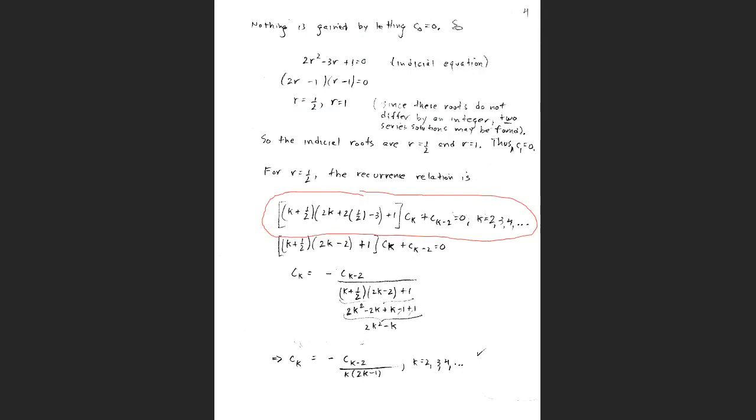Now we can do a little algebra on this. And when we do the algebra, it turns out that C sub k will equal negative C sub k minus 2 over, in the denominator, k times the quantity 2k minus 1. And that's for k equals 2, 3, 4, and so forth. Absolutely beautiful, right?